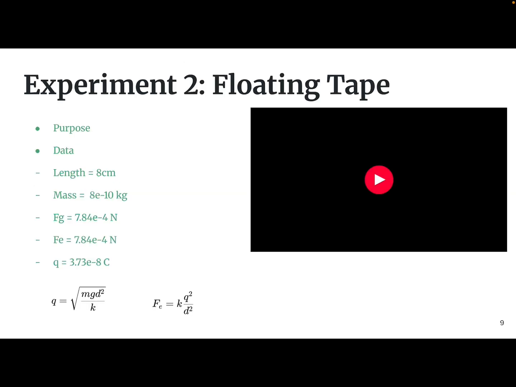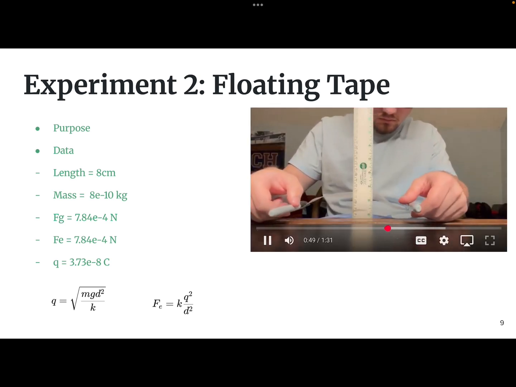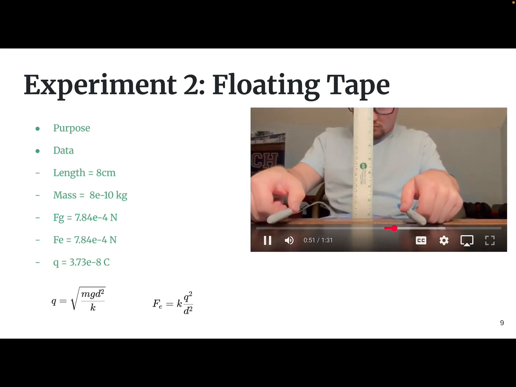And here's experiment 2, where we had two floating tapes, and then we took the gravitational pull on the tapes, and then we found the charge using that. We took the formula for Coulomb's law and replaced the force with the gravitational force because they cancel each other out. And then we solved for Q as shown in the left-hand corner.